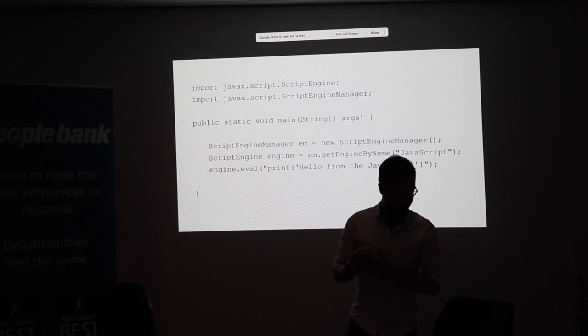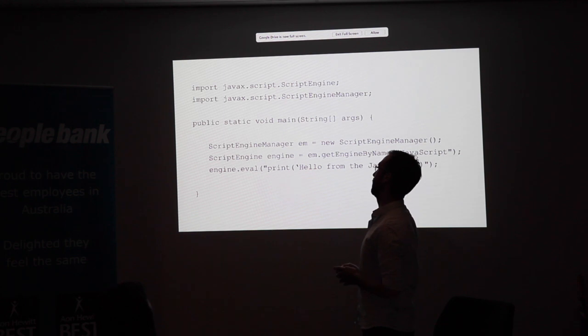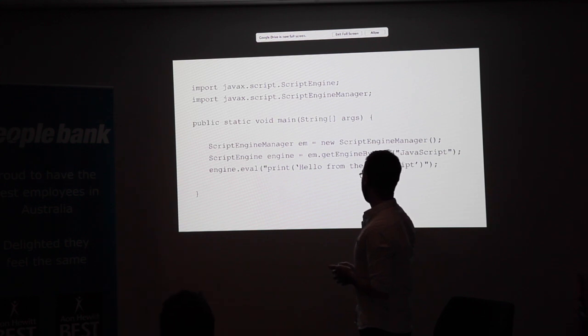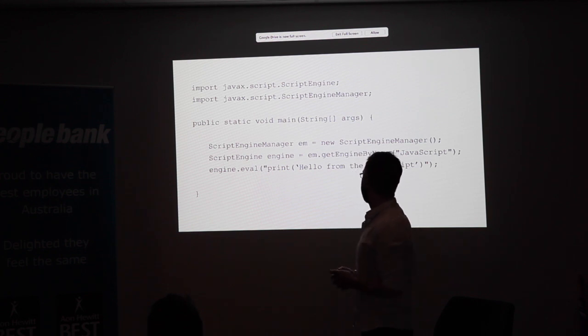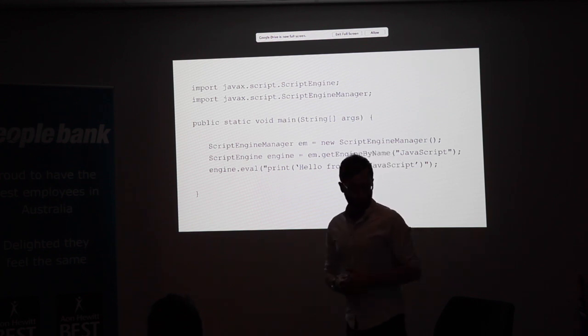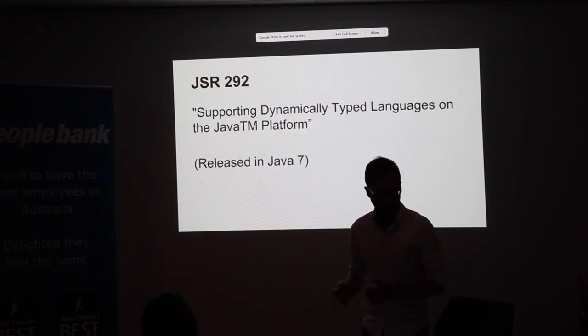Just before we start that though, this is the canonical basic example of what Rhino/Nashorn does. You create a thing called a script engine manager. You get a script engine from it, and then the engine evaluates a JavaScript snippet or an object or a function. So that's pretty much what it is. So if that's been around since forever, what exactly is new?